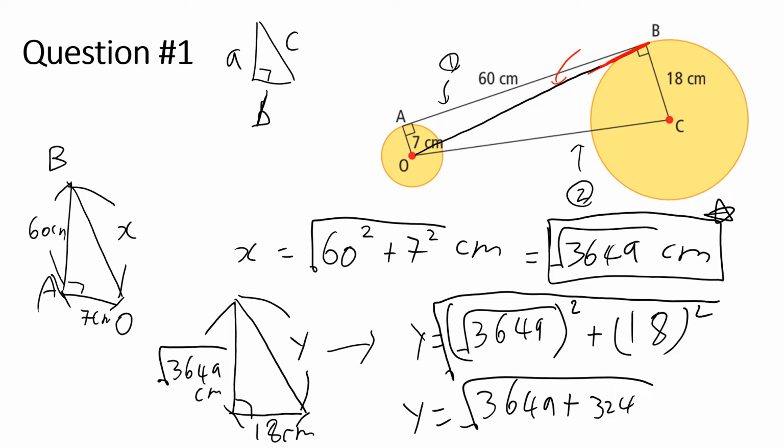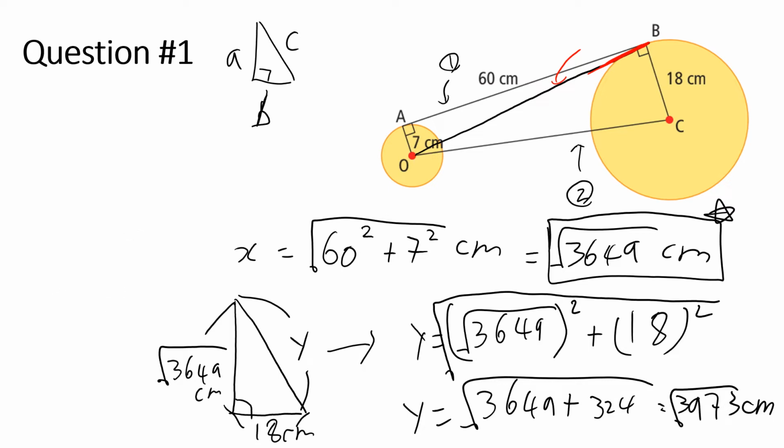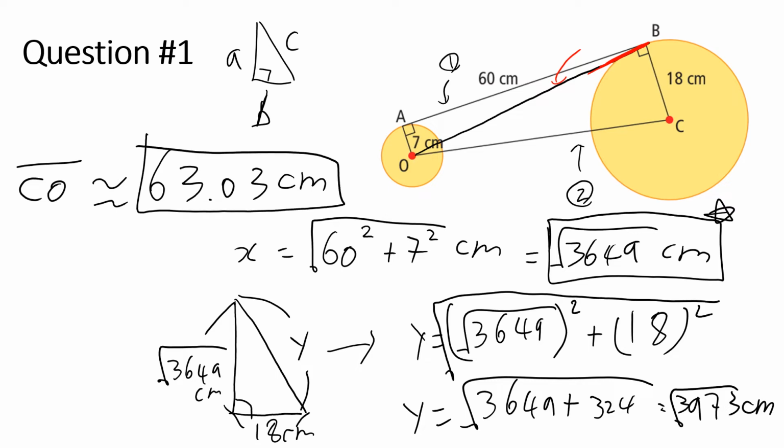3,649. That provides you square root 3,973 square root centimeter is my metal connector between O and C. And because of the area, I don't have a lack of space, so I'm just gonna erase some of them. If I round it up, 3,973, let's put square root first. Square root 3,973, bracket close, is equal to 63.03 centimeter. That is how you solve the first problem.